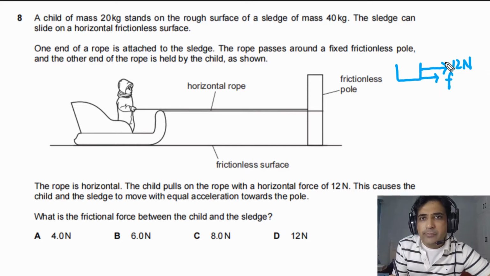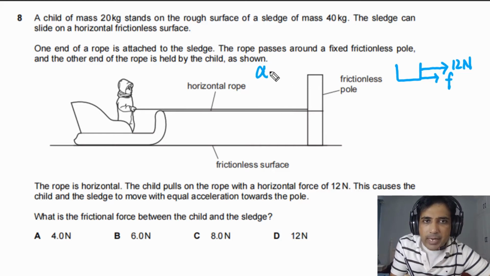Now we understand the forces acting on the sledge. So we can use F is equal to ma and we can find out the value of friction, because we have the value of acceleration of the system. Acceleration of the system was equal to 0.4 meters per second per second.